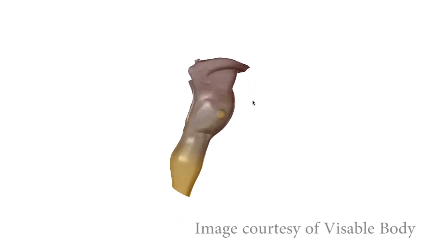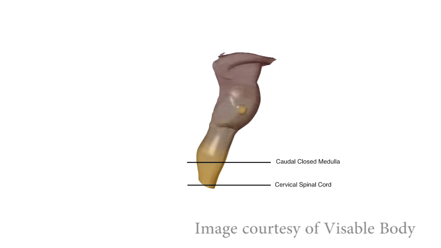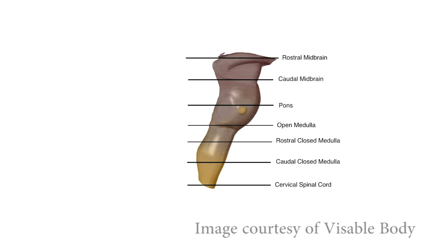We will be looking at 7 cross-sections of the brainstem and spinal cord. These will be the cervical spinal cord, caudal and rostral ends of the closed medulla, open medulla, pons, and caudal and rostral ends of the midbrain.